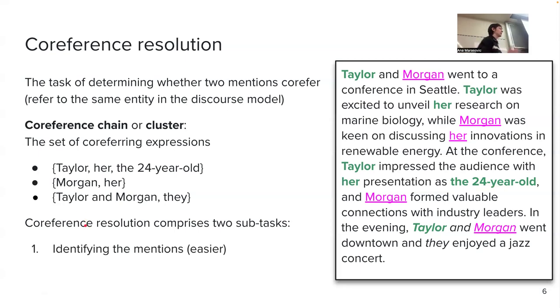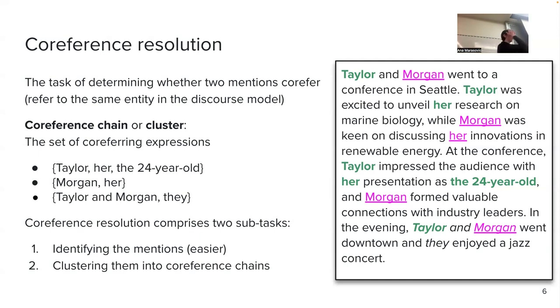So the first task is to identify all the mentions. That would be basically all the phrases here that I styled: Taylor, her, the 24-year-old, Morgan, Taylor and Morgan, and they. Those will be all of the mentions you want to extract, because these are all references to some discourse entities in this text. And this is an easier task than clustering them into coreference chains, where you now need to decide which of all of these mentions should appear together and which should not. And this is going to be a slightly harder task.